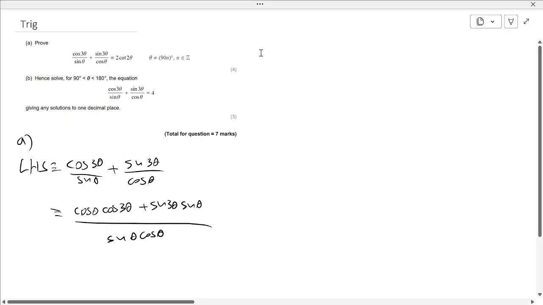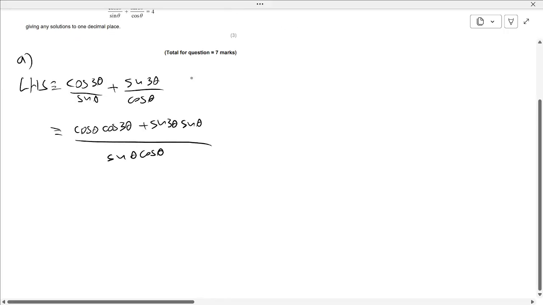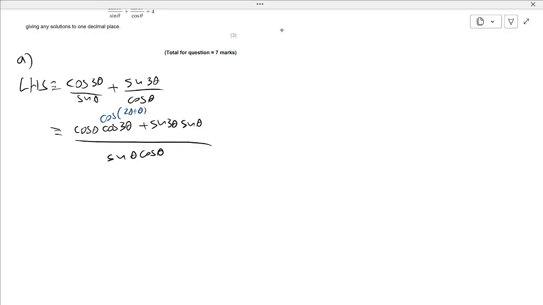And I'm going to write cos 3 theta. I'm going to think of cos 3 theta as 2 theta plus theta. It's quite a common thing to do in trig if you're given 3 theta.